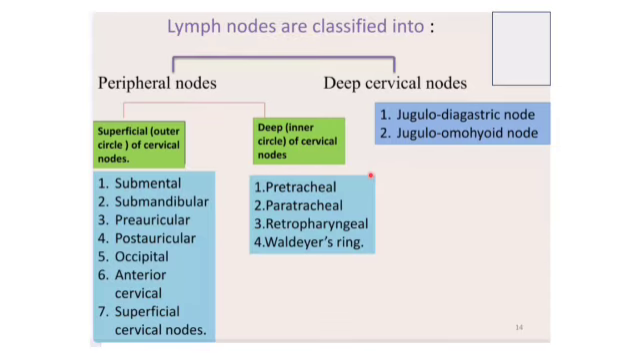Now we'll see the classification of lymph nodes. It is classified as peripheral nodes and deep cervical nodes. Under peripheral nodes, we have superficial and deep nodes. Superficial nodes include submental, submandibular, preauricular, postauricular, occipital, anterior cervical and superficial cervical. Under the deep group of lymph nodes, you have pretracheal, paratracheal, retropharyngeal and Waldeyer's ring. Coming to the deep cervical nodes, this includes jugulodigastric and jugulo-omohyoid nodes.